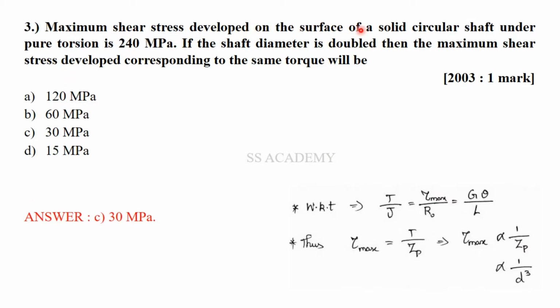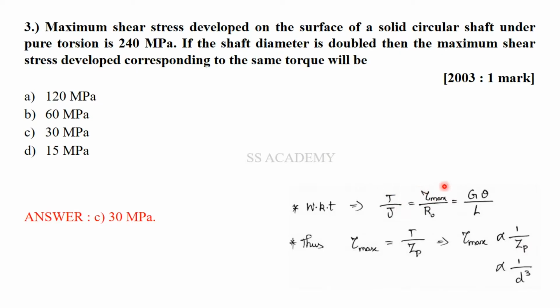Maximum shear stress developed on the surface of a solid circular shaft under pure torsion is 240 megapascal. If the shaft diameter is doubled, then the maximum shear stress developed corresponding to the same torque will be. Here the condition is that the torque is the same. It is a 2003 GATE 1 mark question. Always in the case of torsion of shafts, you will be using all these 3 equations. We must remember that for a circular shaft under pure torsion, these 3 equations are valid.